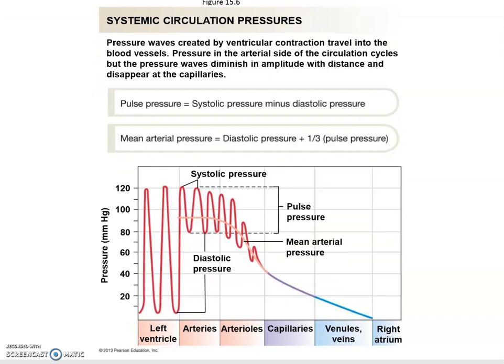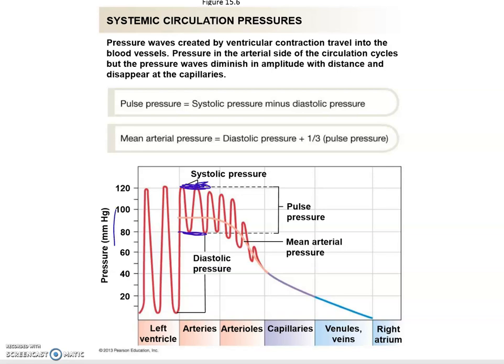So here we have the systolic pressure up here on top. That's the maximum pressure out of the ventricle, and then the diastolic pressure would be here on the bottom. And so when the blood leaves the left ventricle, that's when you are generating the highest pressure. Here is 120.